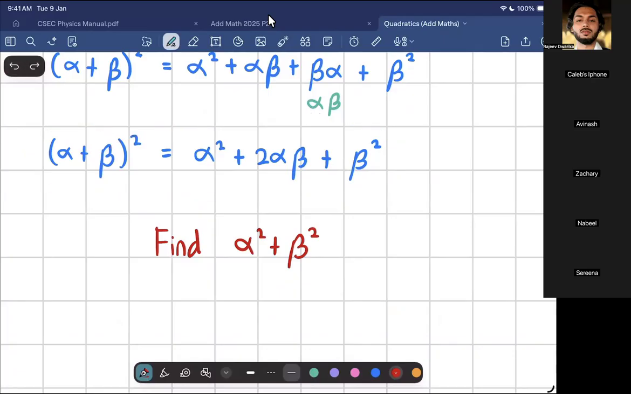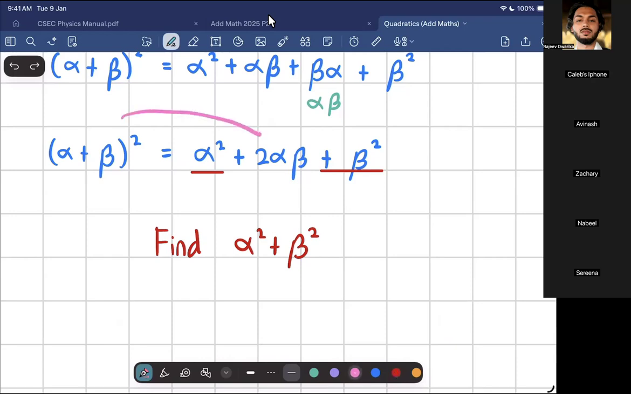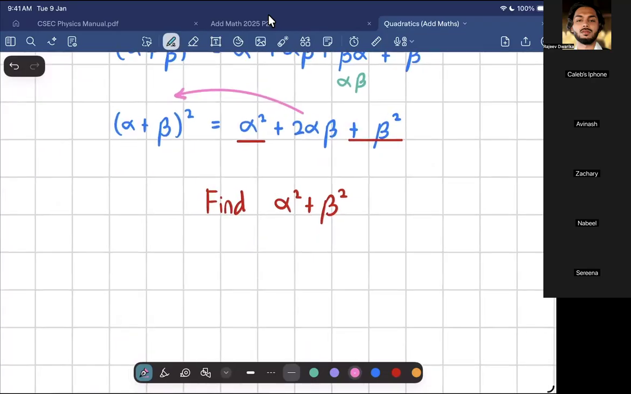On the left, the right side. I see an alpha squared here, and I see a beta squared here, and you see that. So if I wanted to make alpha squared plus beta squared the subject of the formula, what should I move across then? The 2 alpha beta. Relax yourself, alpha beta. So we're gonna move that across.